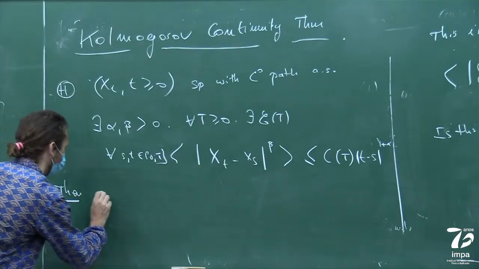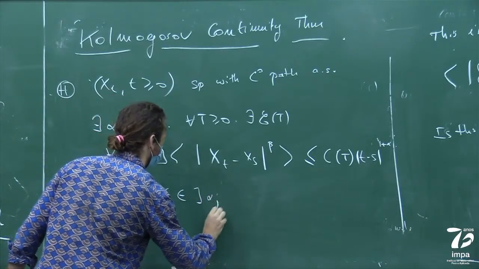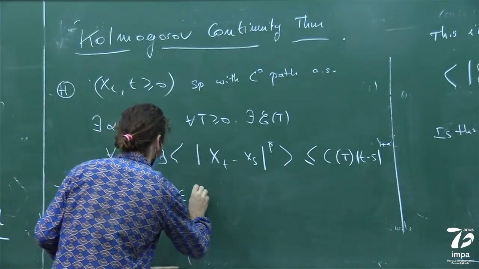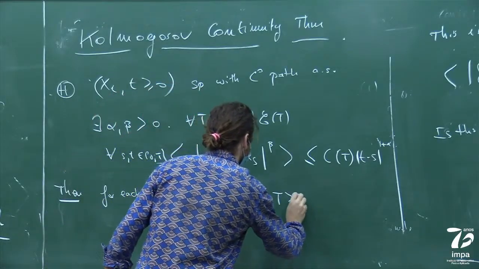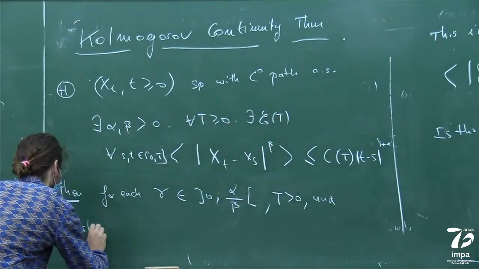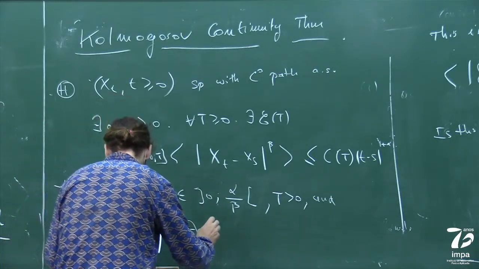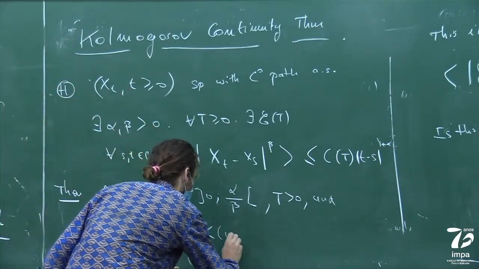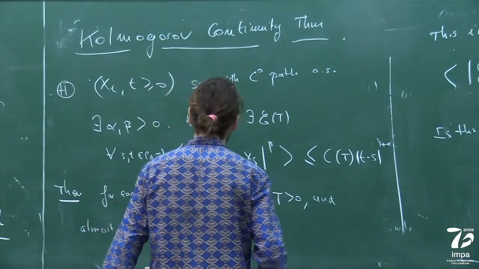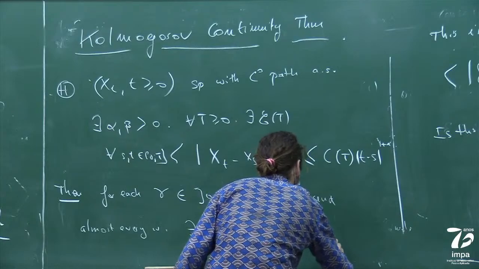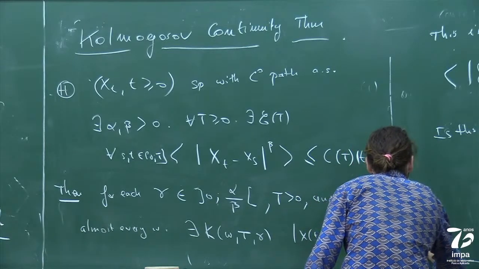Then this implies that for each gamma in (0, alpha over beta), and T greater than 0, for almost every realization, there is a constant K, which depends on everything, T, gamma, etc., such that |X_t(omega) minus X_s(omega)|, without the brackets, is smaller than K |t minus s| to the power gamma.